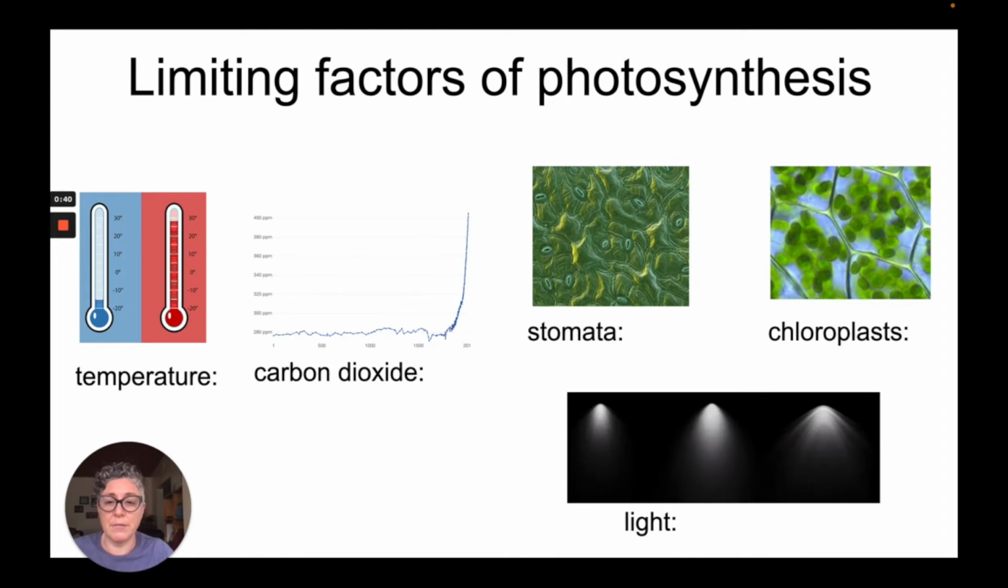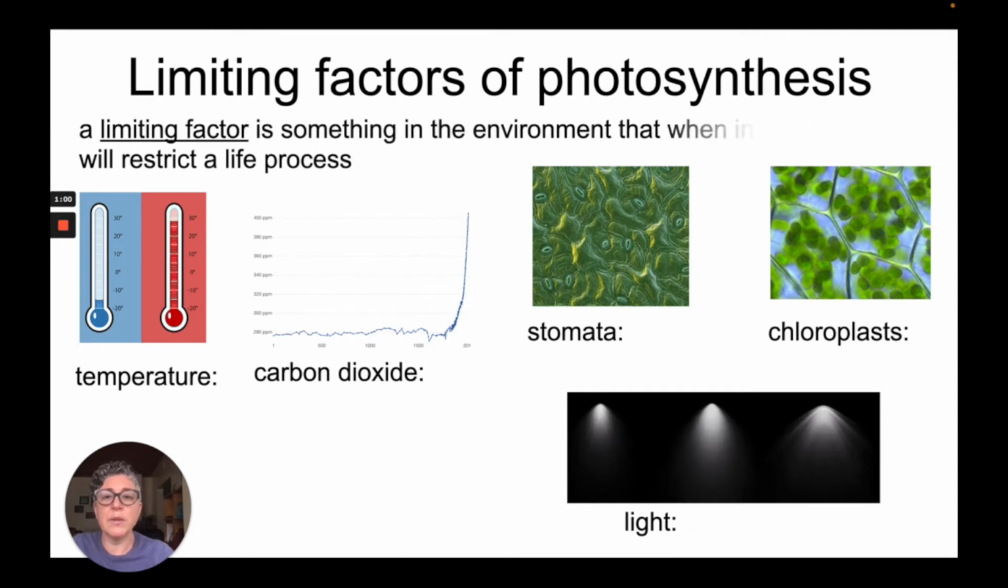So number 1, we have temperature, carbon dioxide, stomata, which are the openings on the underside of the leaf, which allows oxygen to leave the plant and carbon dioxide to enter the plant, the number of chloroplasts, and light. So a limiting factor is something in the environment that when it is in short supply will restrict a life process. So the process that we're referring to here is nutrition. That is photosynthesis for the plant, making the food. And so these 5, let's see how these limiting factors play out.